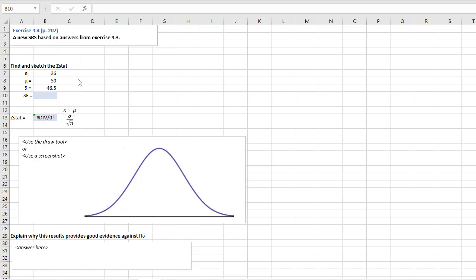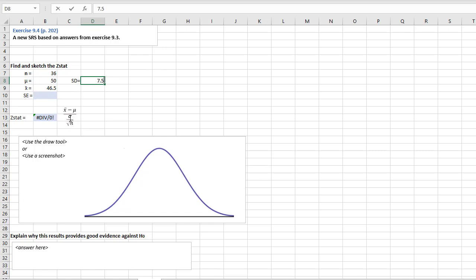In order to answer exercise 9.4, you need to look at exercise 9.3. And what you need to extract from there is just one number, and that is the population standard deviation of 50. So I'm just going to put SD right here, and I have it flushed. I'm going to add an equal sign. SD equals 7.5.